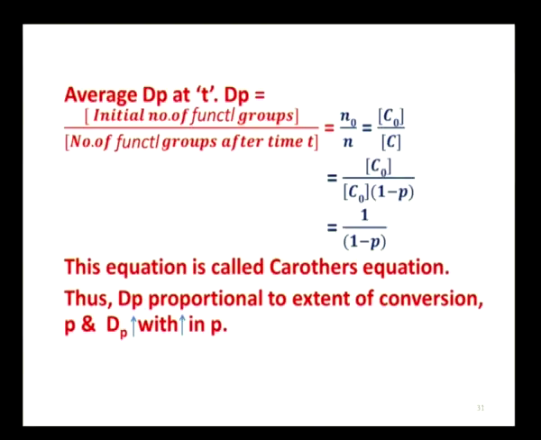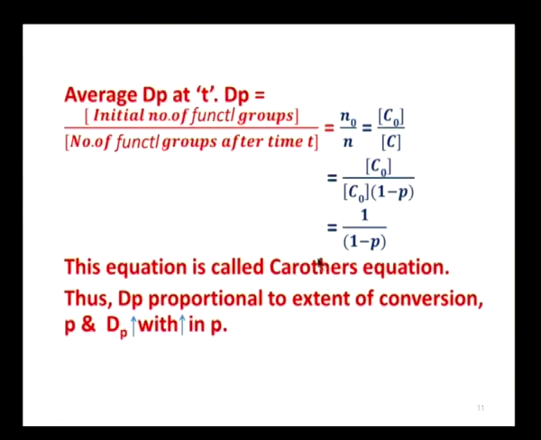Hence, the average degree of polymerization at time t is given by DP equal to the initial concentration of functional groups divided by the concentration of functional groups available after time t. This is expressed as N0 by N, which is equal to C0 by C. This can also be written as C0 by C0 into 1 minus P, where P is the extent of the conversion. This is shortened to the relation DP equal to 1 by 1 minus P.